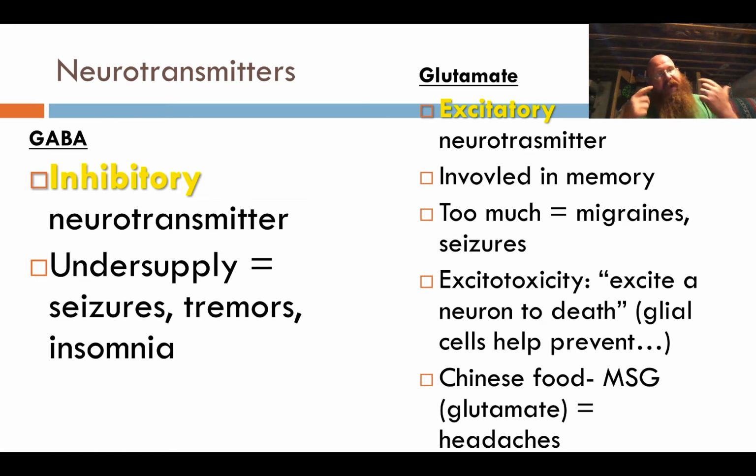Okay? Well, if GABA is an inhibitor, it's going to stop those neurons from firing. So if you have an undersupply, you don't have enough neurotransmitters saying, stop, don't do this anymore. You just are continually going and going. These cells are continually firing, and the result is things like, again, seizures, tremors, and not being able to slow down enough to where you can sleep. But that is GABA.